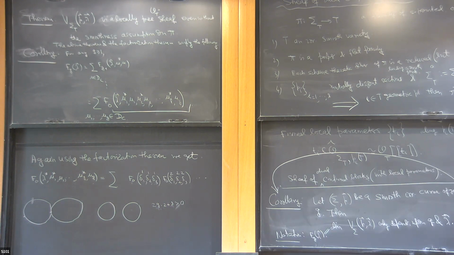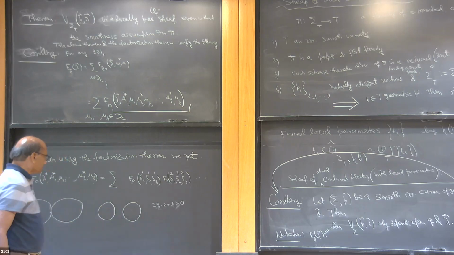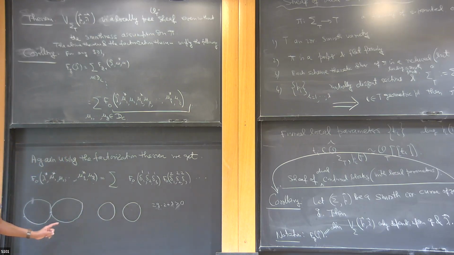So let's make sure that I'm saying it correctly. 2g minus 2. Yes, no, I wrote it correctly. 2g minus 2 plus s has to be positive. And that comes from some connectedness assumption. Does that sound right? No, I think that if you have only 1 point, you get nothing. Let me think about that.